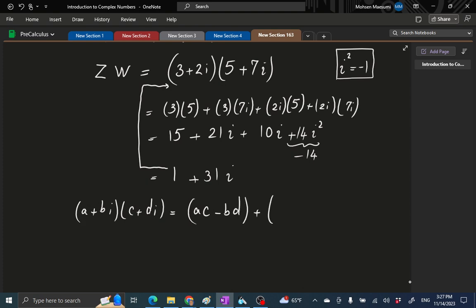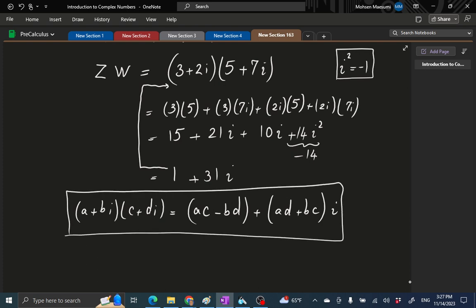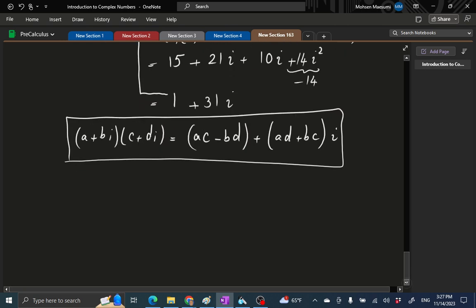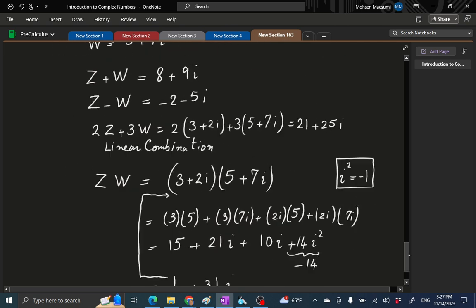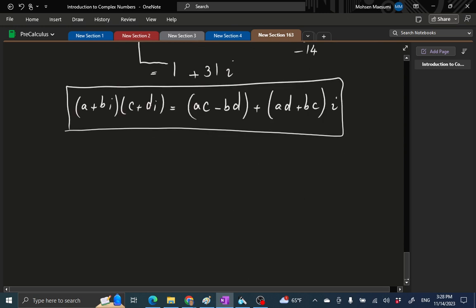And then I'll have AD and BC, each of them multiplying by R. So this is an important formula in complex numbers. Next, we have the so-called issue of special multiplication with respect to so-called conjugates.